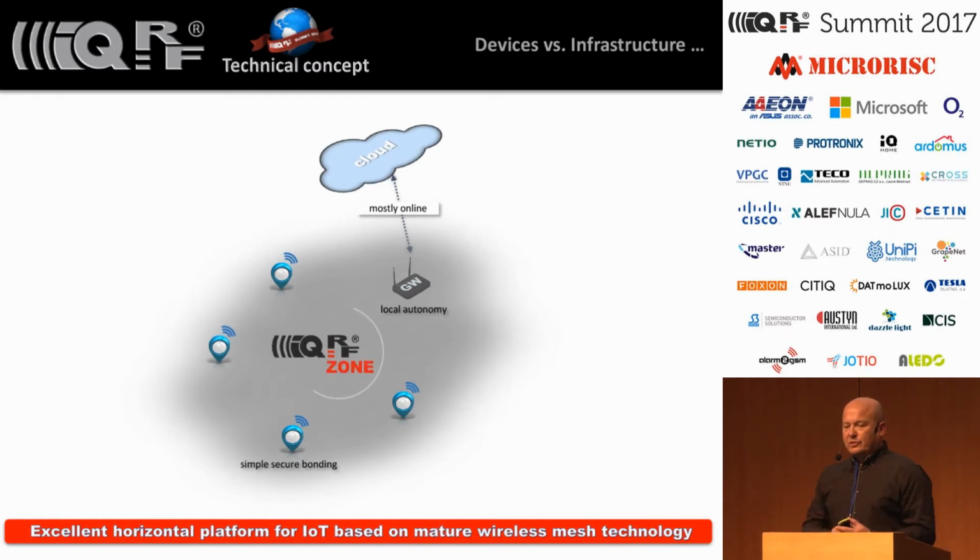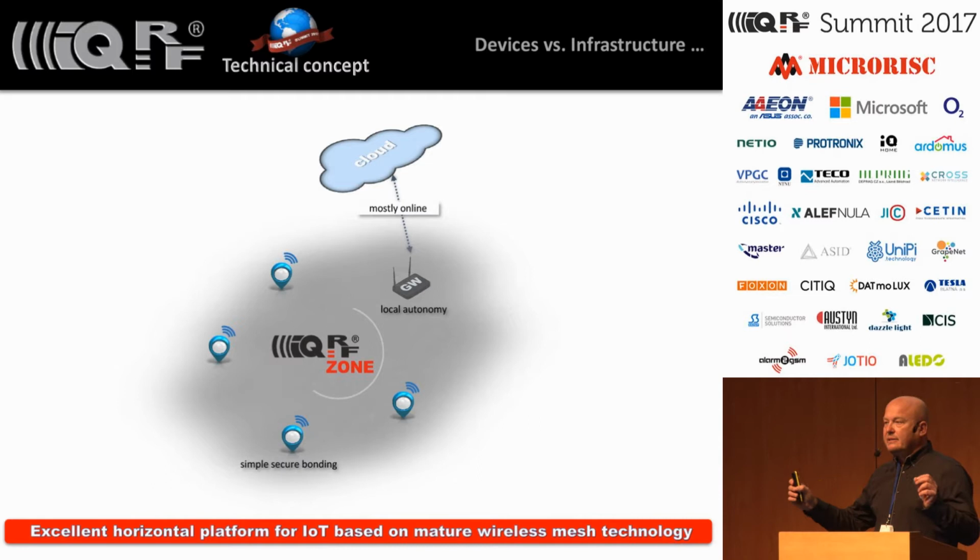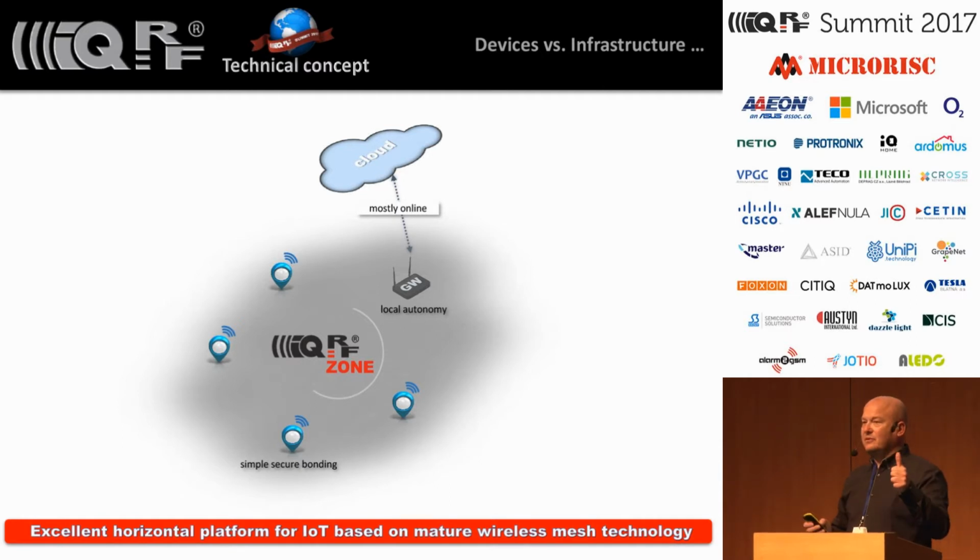The second type of network, named IQRF Zone, is primarily used for automation and control. Anyway, it will provide simple, secure bonding. Simple because it should be really easy, especially when we are talking about automation of buildings, that somebody from Generation X who is not used to smartphones, to anything, but is able to push the button, will do it.